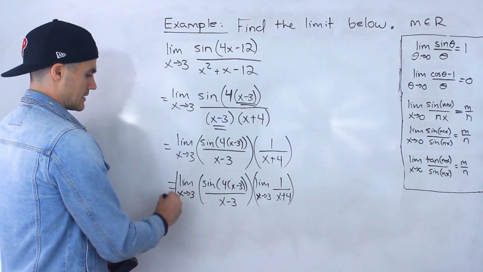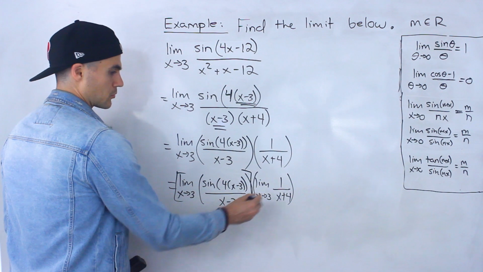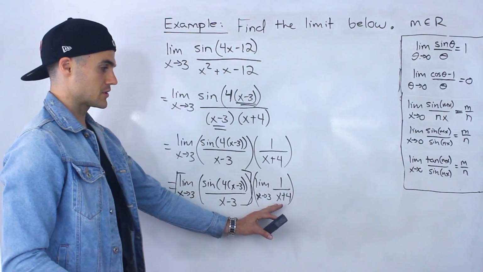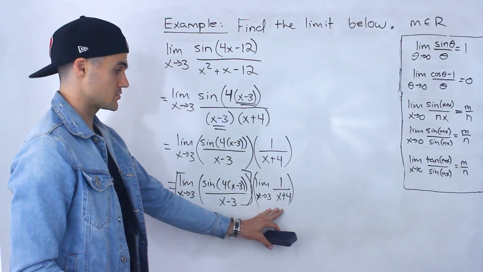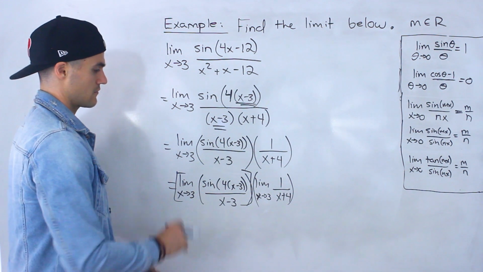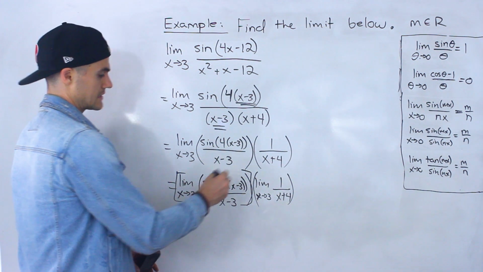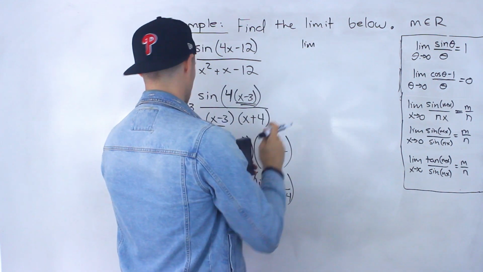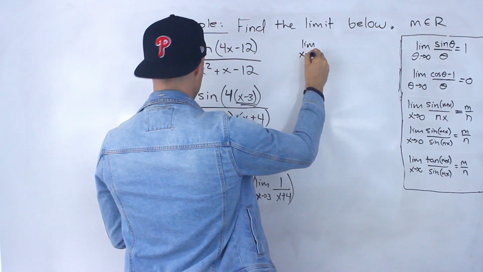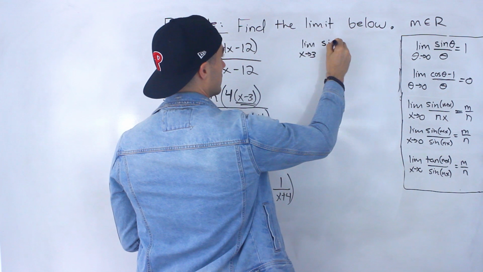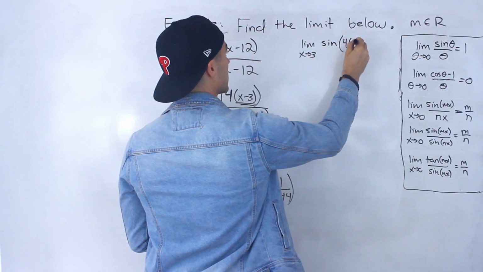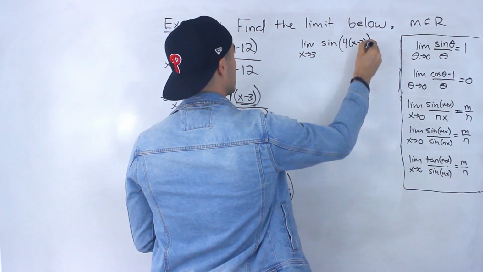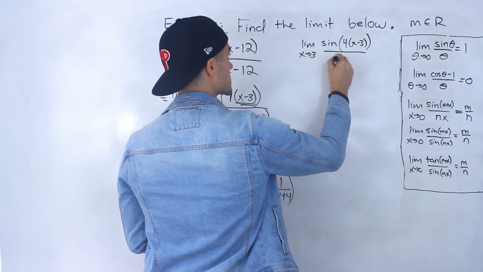Now notice that this limit is a little more complex than this one. This one we can actually do with a direct substitution. It's going to end up equaling 1 over 7, but we'll come back to that. Let's take this limit and rewrite it up here and try to work with it. So we'll get the limit as x approaches 3 of sine of 4 times x minus 3 over x minus 3.